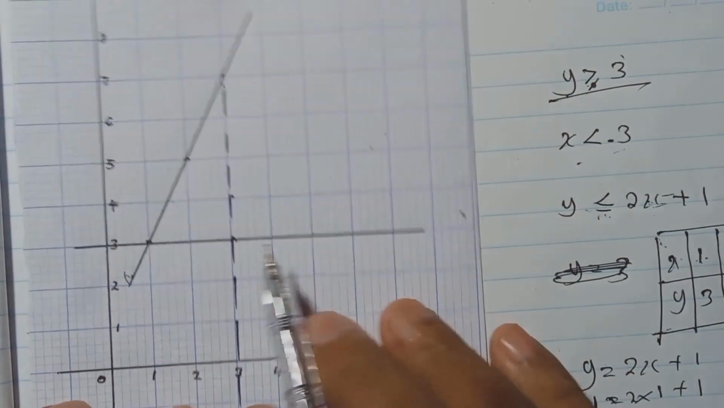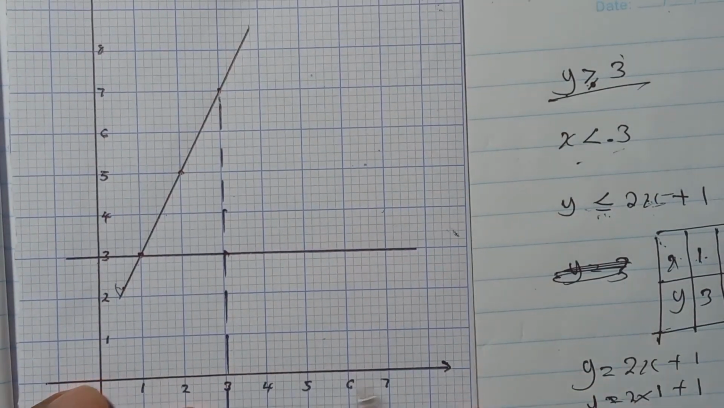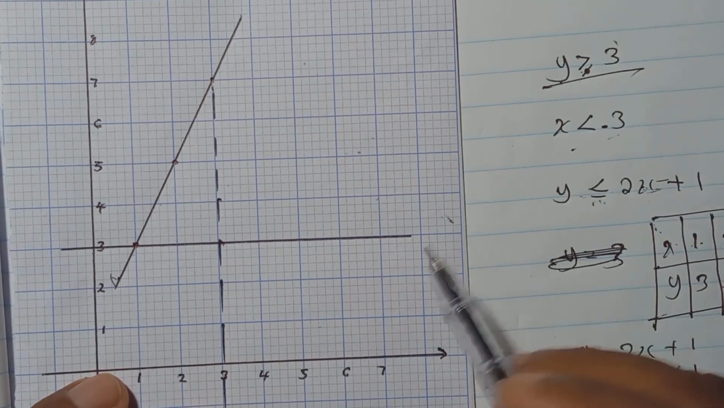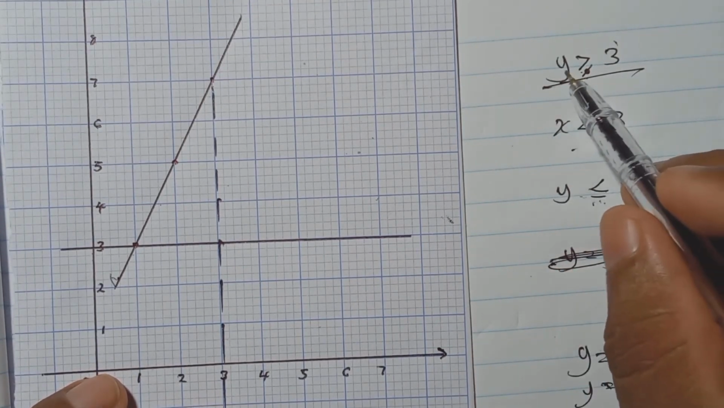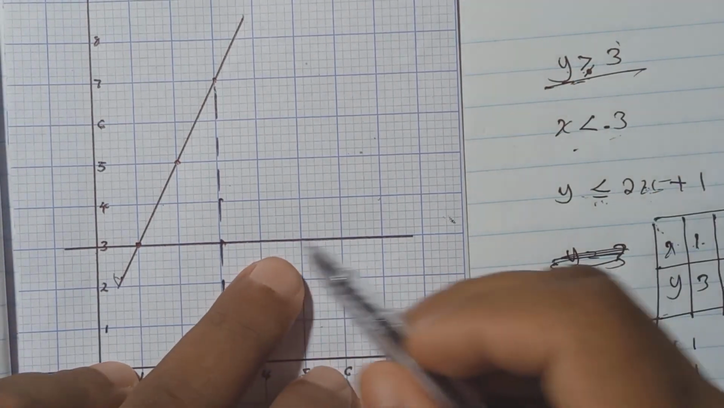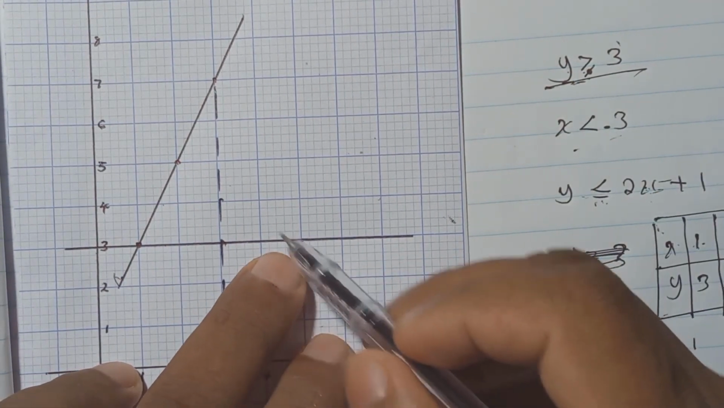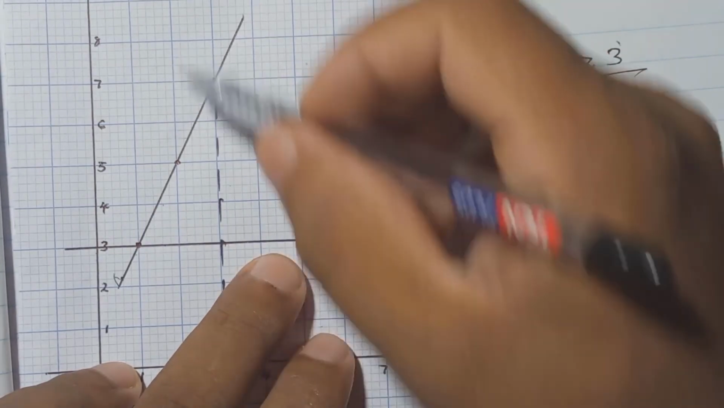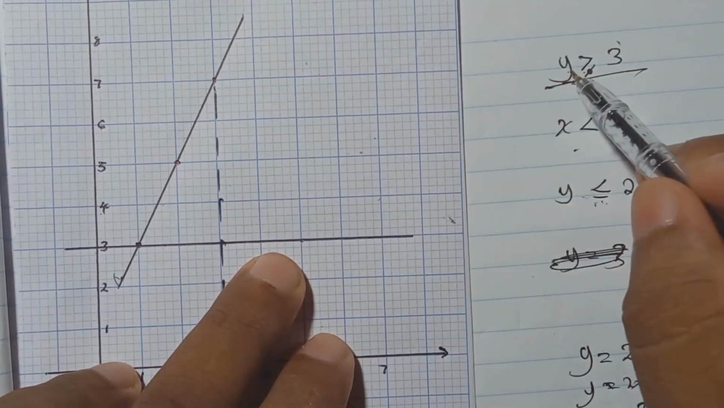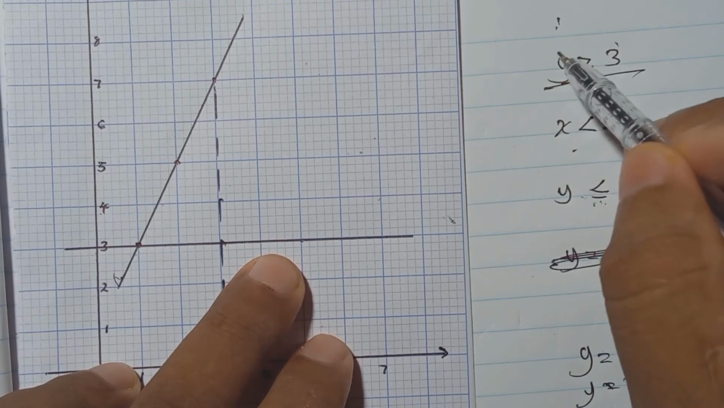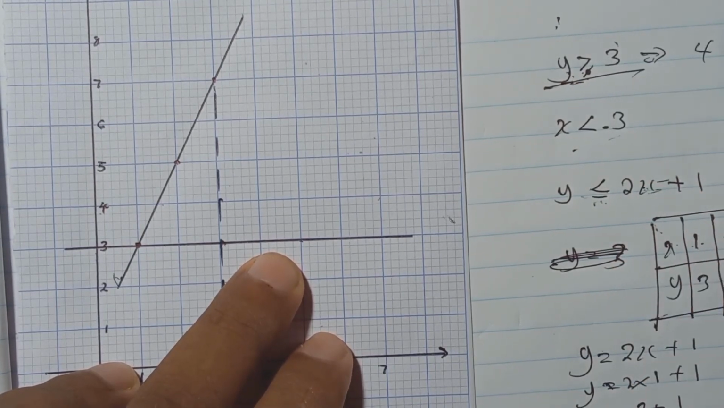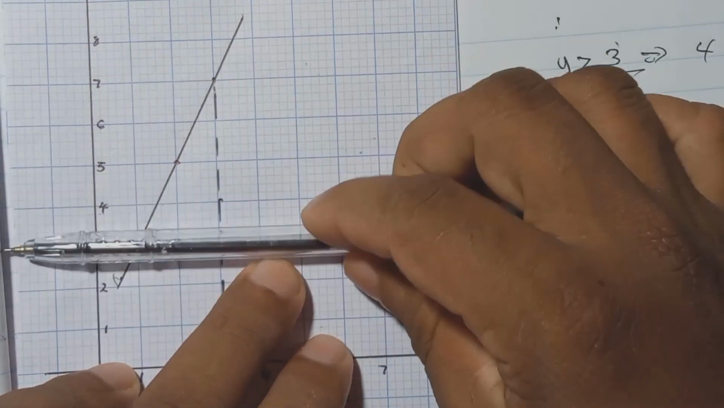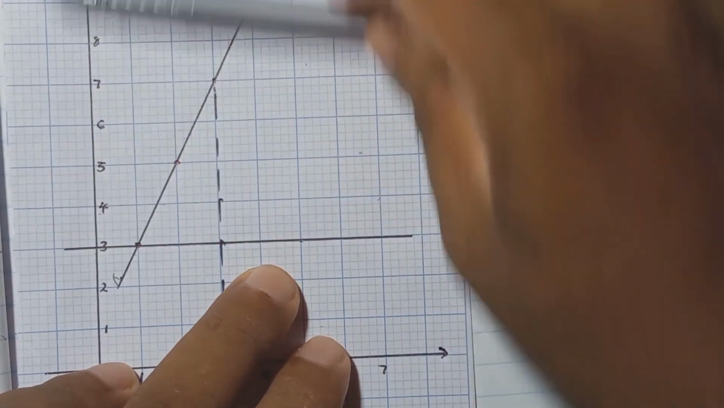Now we need to decide which side. It's very simple, I will show you. This is the first inequality, y greater than 3, that means this line. When I put a y value from this side, for example y equals 4, what will happen? 4 greater than 3, this is correct, no? That means from this line, this side is the side we need to color.